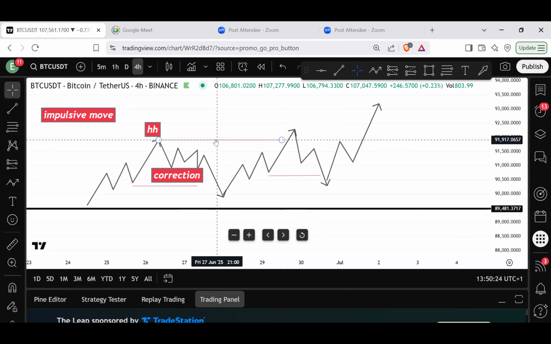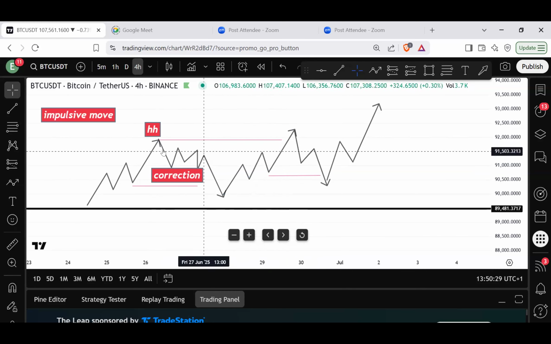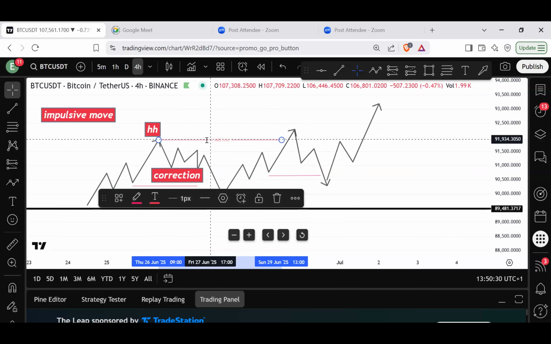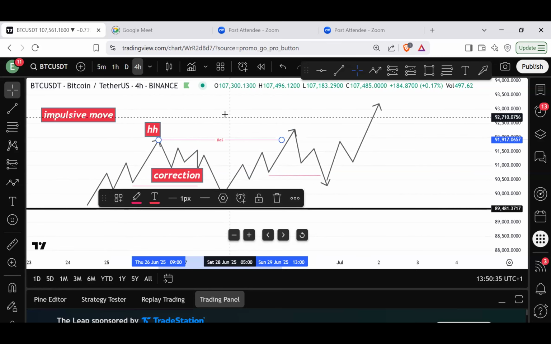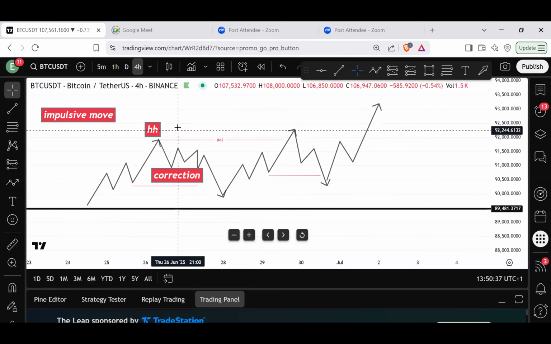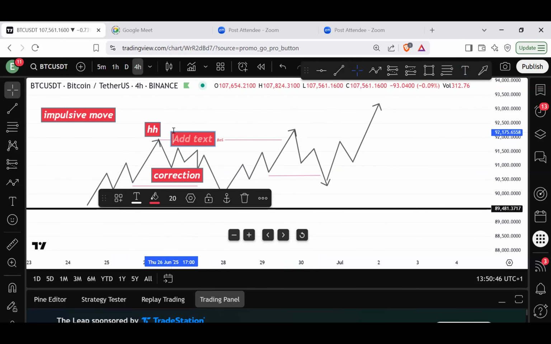So this place now where price broke above the first impulse, that's what we call break of structure. Okay, I see. That's a break of structure. That was the indicator you were using that time, you saw break of structure. Actually, I didn't know how to see that one, but now I know.